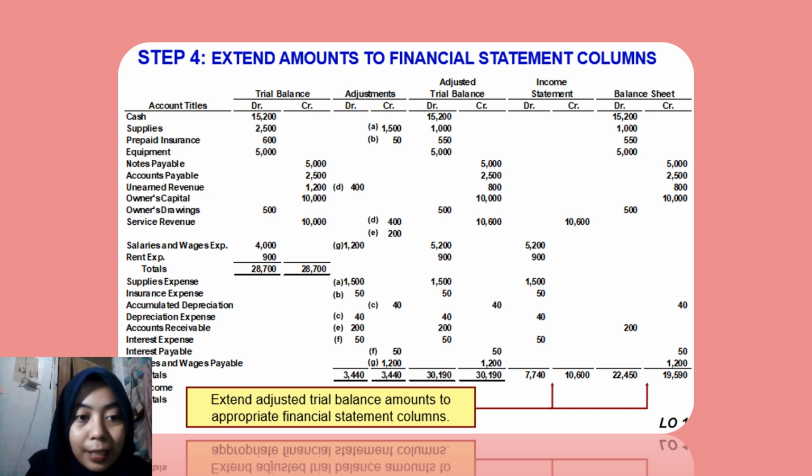For the expenses, there are salaries and wages expense, rent expense, supplies expense, insurance expense, depreciation expense, and interest expense. And for the revenues, it is service revenue, which in Indonesia is like perusahaan jasa.